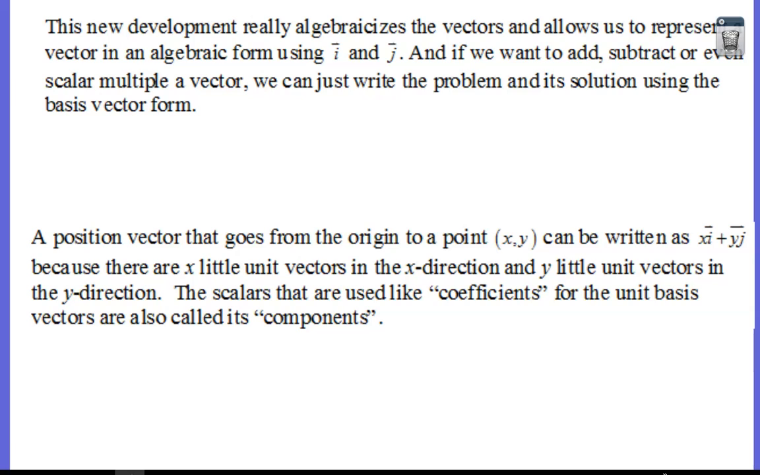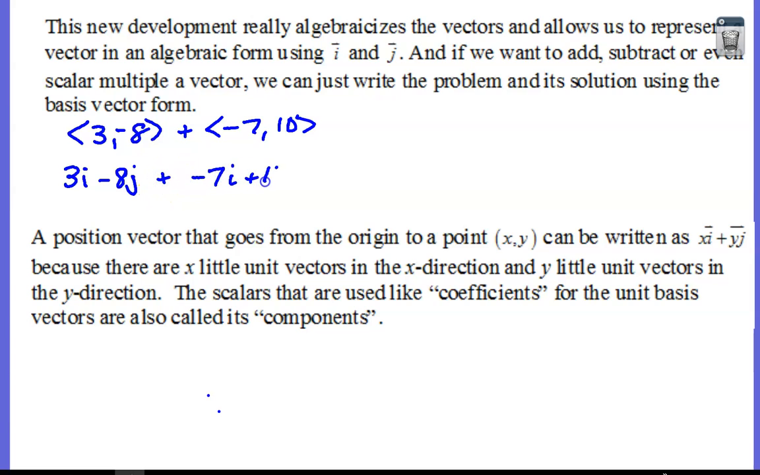Okay. So then if you want to add or subtract vectors in basis vector form, it looks a little more algebraic. So let's say I had two vectors, 3, -8, and -7, 10. And I wanted to add these two vectors together. This is component form. If I change them into basis vector form, this is how they would look. That is a vector right there, guys. Plus, here's your second vector, -7i plus 10j. These are two vectors. That's a vector, that's a vector.